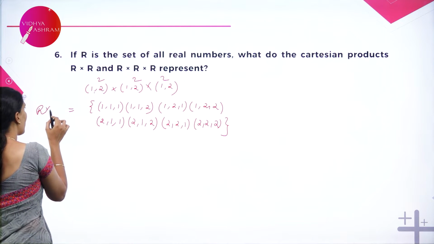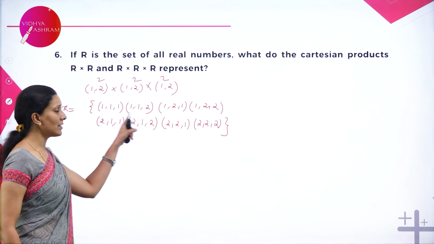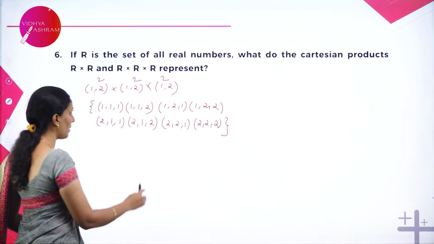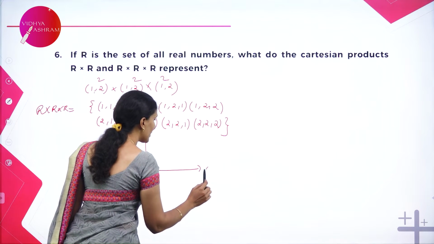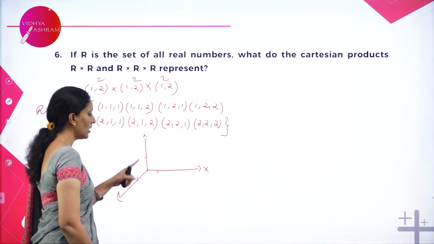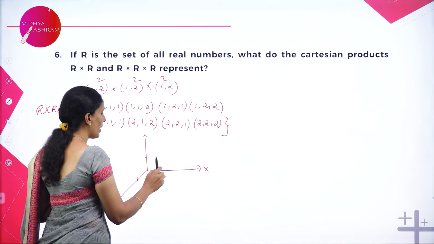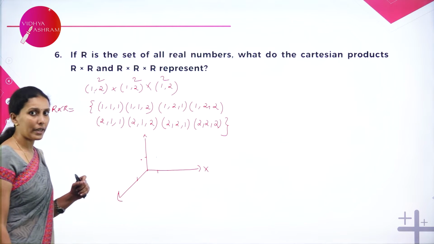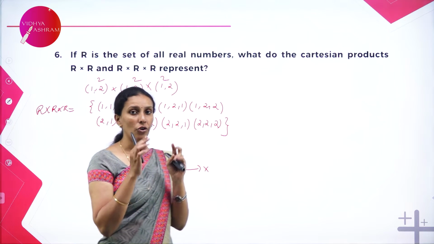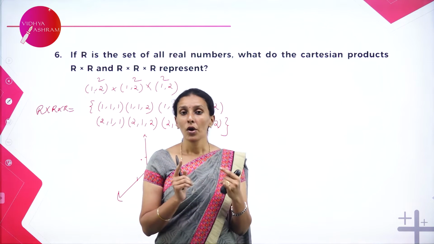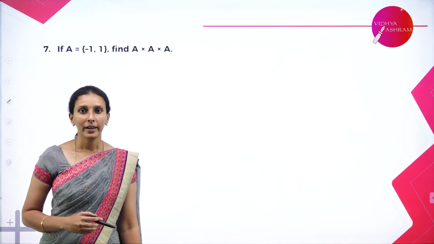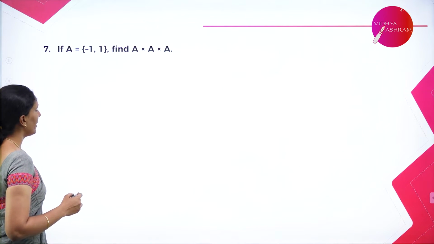Now this is R cross R cross R. So what does this represent? These are the triplets which represent points in three-dimensional space. Let me take an example. If this is your x-axis, y-axis and z-axis, and if I take (1, 1, 1) here, somewhere is the point (1, 1, 1), a point in three-dimensional space. Therefore, R cross R cross R represents the collection of all points in three-dimensional space, whereas R cross R represents the points in two-dimensional plane. Next one, if A is equal to {-1, 1}, find A cross A.